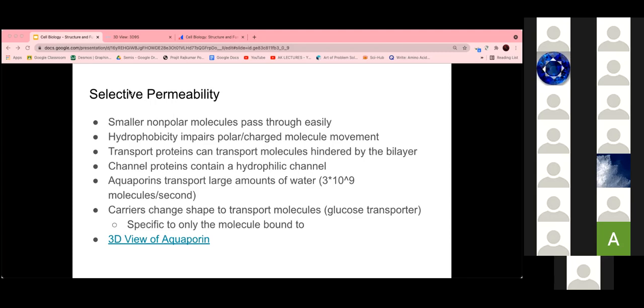Carrier proteins are transport proteins that change shape to allow molecules to be transported across the membrane, such as the glucose transporter. And these types of proteins are specific to only the molecule or group of molecules that they bind. And this specificity allows the glucose transporter in red blood cells to transport glucose 50,000 times faster than just diffusion of glucose through the membrane.